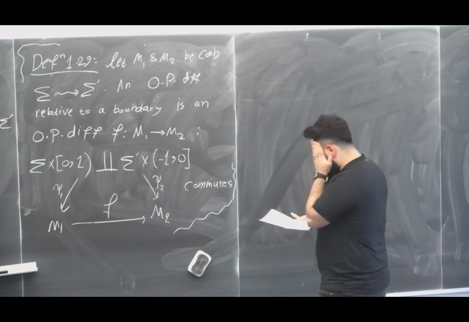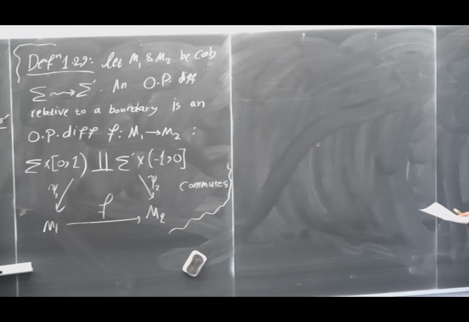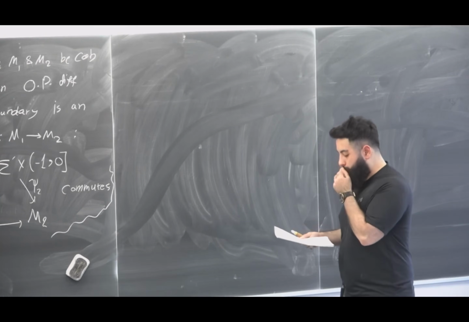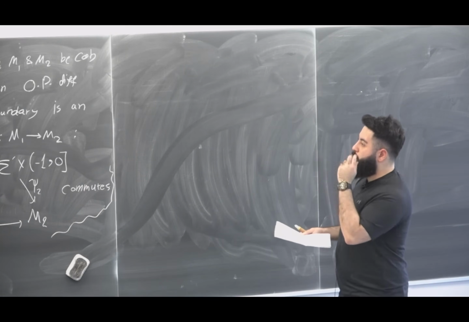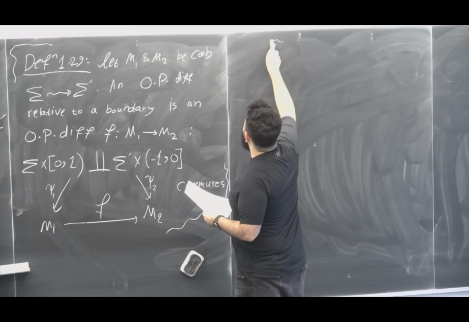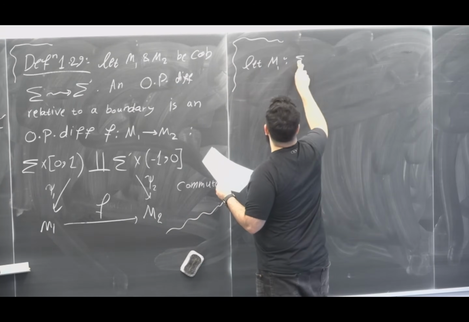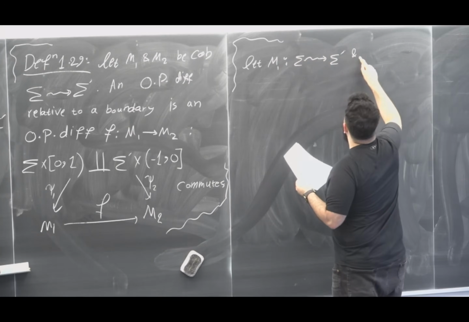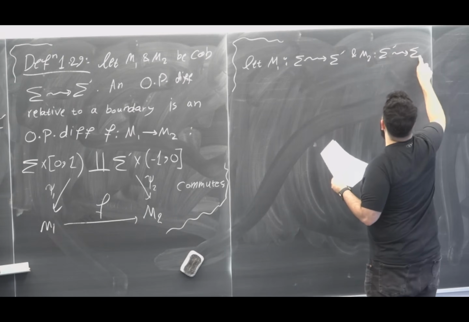Now, in the category theory part it was important that when we have morphisms, we always want to compose them. So we'll talk about how to compose cobordisms, because we'll eventually see that they form a symmetric monoidal category. Let M1 be a cobordism from sigma to sigma prime, and M2 be a cobordism from sigma prime to sigma double prime.